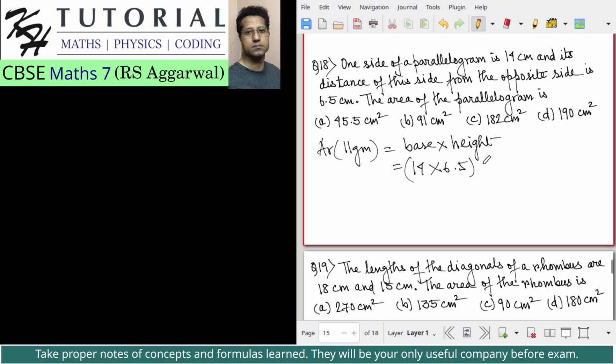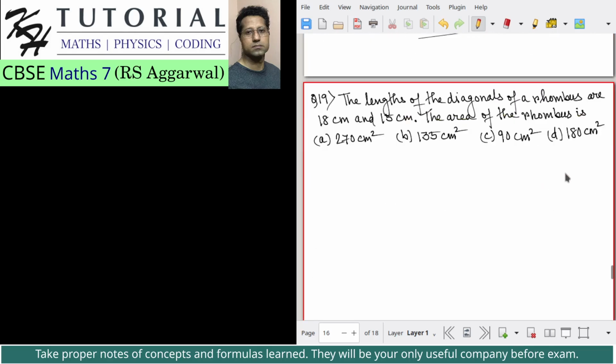So the area is 14 multiplied by 6.5 centimeter square, which is equal to 6.5 multiplied by 14, which is 91. So this is 91 centimeter square. Hence the correct choice is B. The answer is choice B.